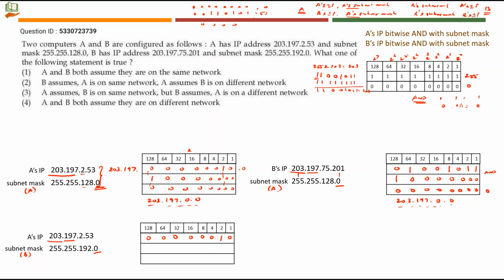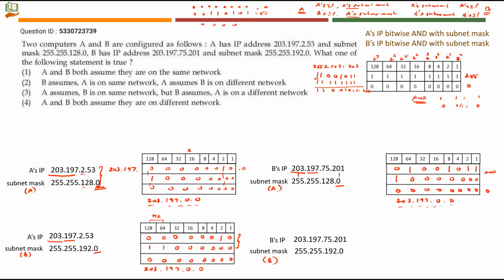What about 192? 128 and 64 together will make 192. So we are just making these two bits as 1. The remaining bits are 0. Now we have to perform AND operation here. No bits are actually same here. So this is 0, this is 0. This is also 0. So you have only 0 here. Now what will be the value? 203.197.0.0.